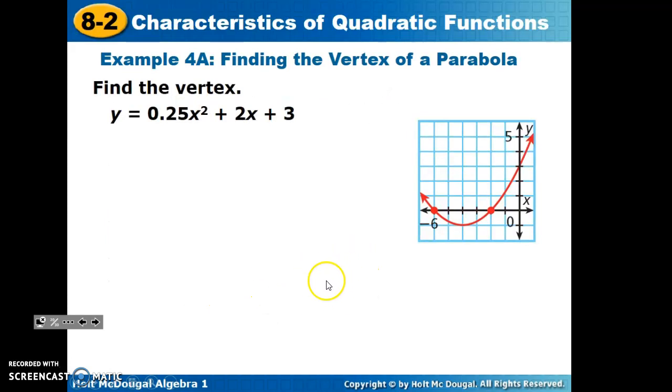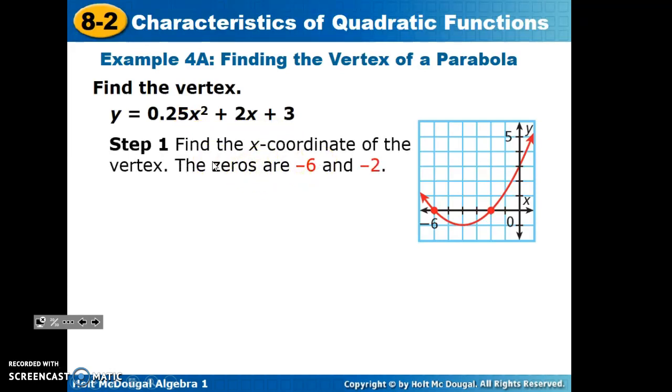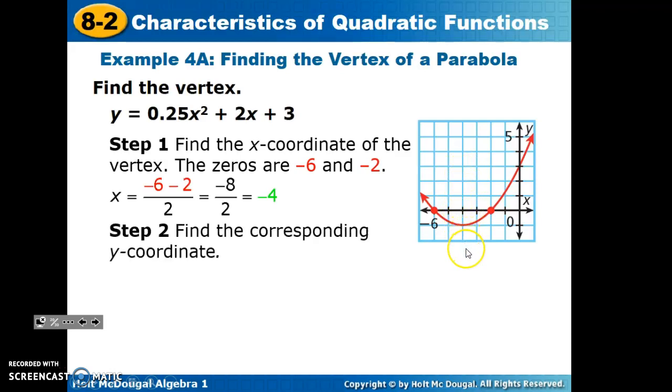So here's an example of what we are supposed to be doing. In finding the vertex, we're looking for that exact point, the coordinates x and y, that indicate the position of that point where we change from going negative to going positive. So we're going to go through these steps. We're going to find the x-coordinate of the vertex. The zeros are negative 6 and negative 2. So we're going to find the average of those, giving us x equals negative 4. The axis of symmetry that cuts this in half is x equals negative 4.